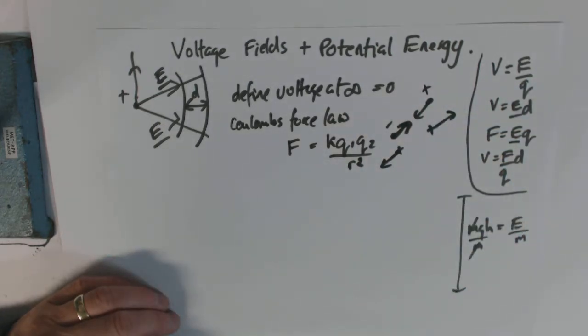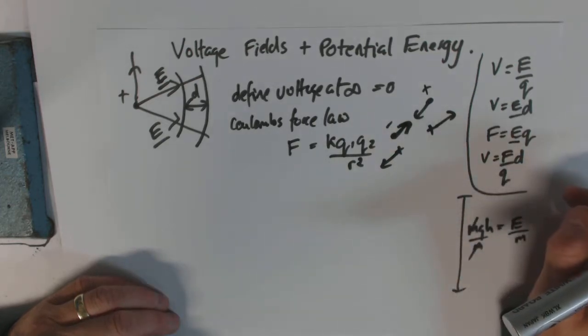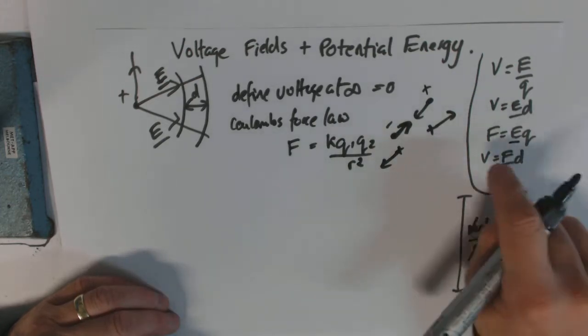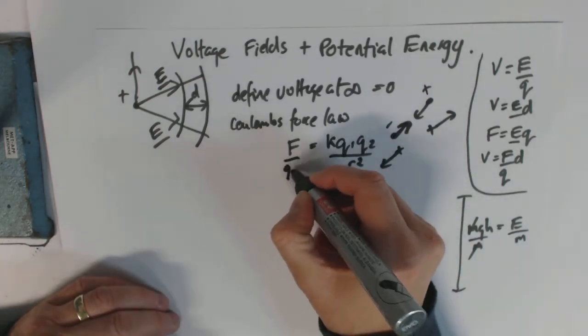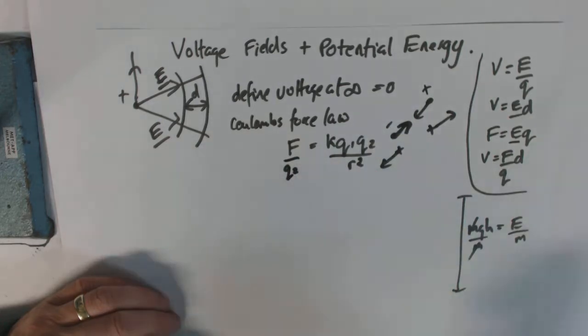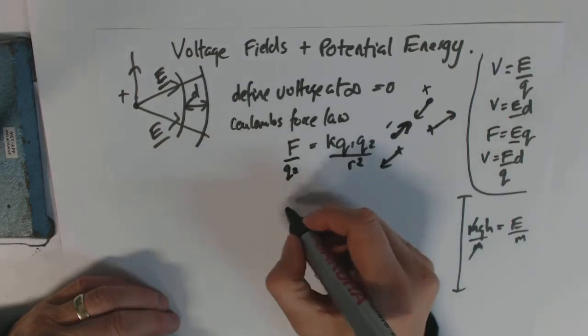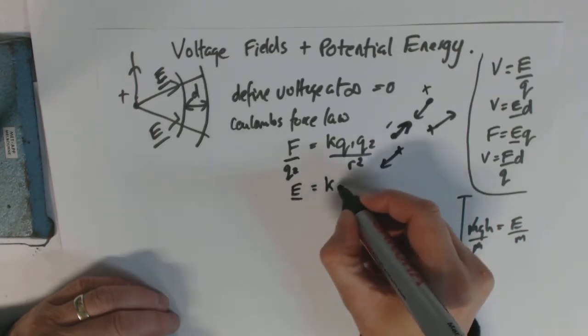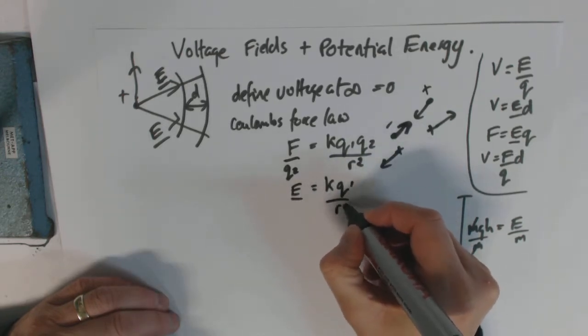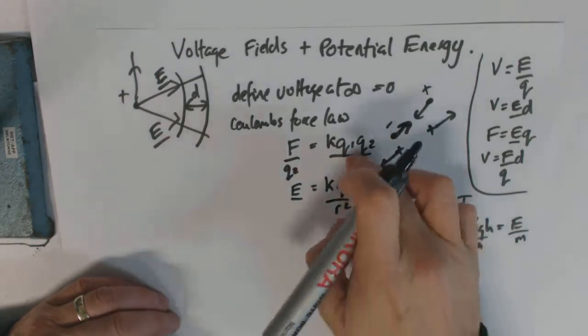Coulomb's force law. But we said that the force equals EQ. So if we divide by Q2, and just call that a normal positive charge, 1 Coulomb of positive charge, then we can actually say that the electric field is equal to K Q1 over R squared.